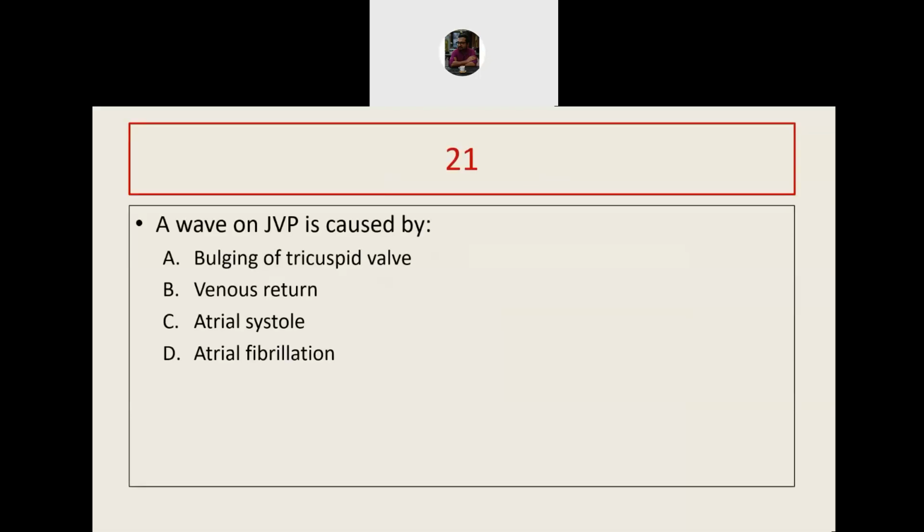So let us end the session by solving the questions. A wave on JVP is caused by. Very good. It is caused by atrial systole. C wave is caused by. Yes, it is caused by bulging of the tricuspid valve.